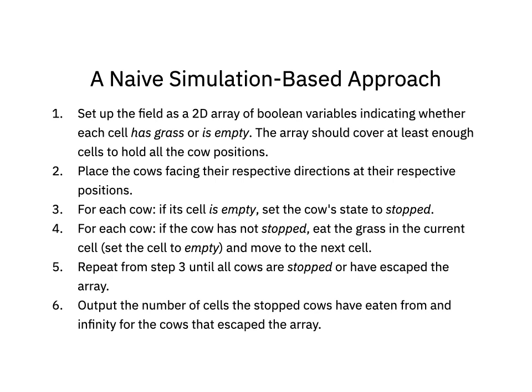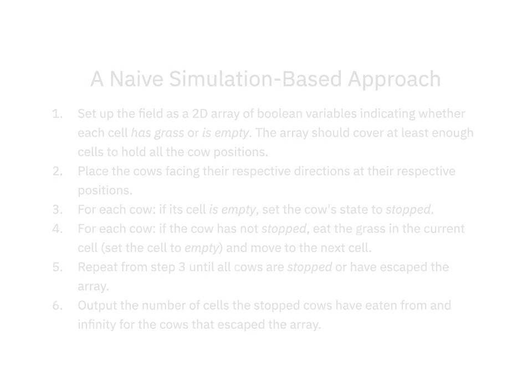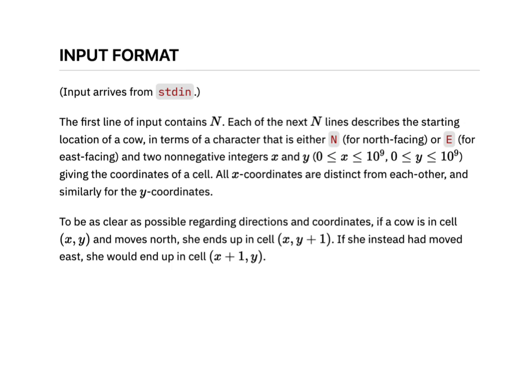But there's a big problem with this approach. Let's take a look at the problem description again. Can you see what the problem is? The thing is that the x and y coordinates can be as high as 1 billion. Now, even if we represented each cell in the field as a single bit, that means we would potentially need to set up a 2D array comprised of up to 1 billion squared, that is a quintillion bits, to represent the state of the field, which is not feasible.